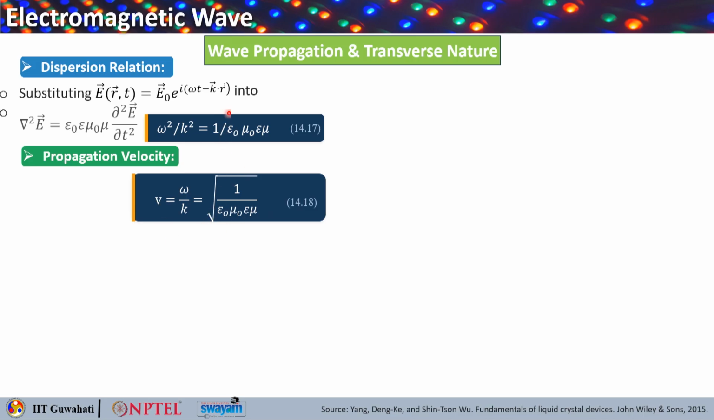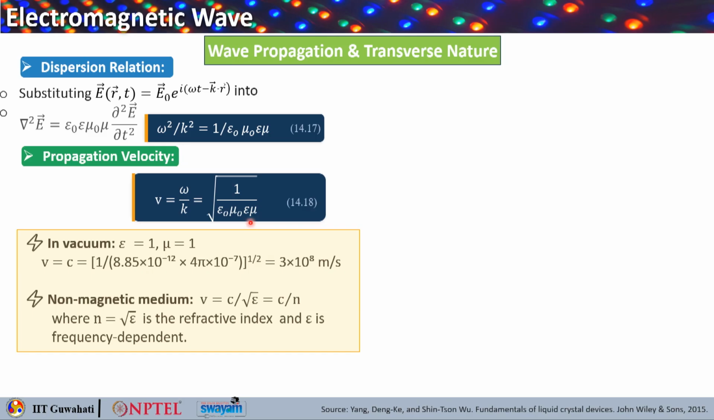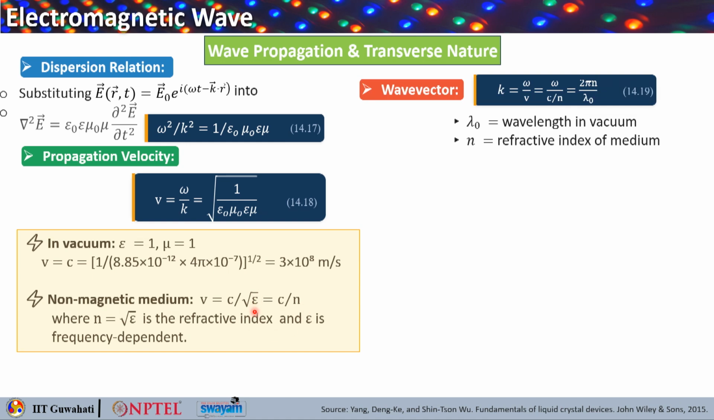So that comes out to be square root of this right hand side, that is square root of 1 over epsilon naught mu naught epsilon mu. In the case of vacuum, this epsilon and mu both are 1. Okay, so your v will be same as c, right, that is 3 into 10 to the power 8 meter per second. Now in case of non-magnetic medium, so you can relate v and c, because non-magnetic medium means mu is 1, okay, all other terms exist. So what you have, v equals c divided by square root of epsilon. Now square root of epsilon can be also written as n, which is the refractive index. So you will see that you get the equation v equals c by n. Here you should remember that epsilon can be also frequency dependent.